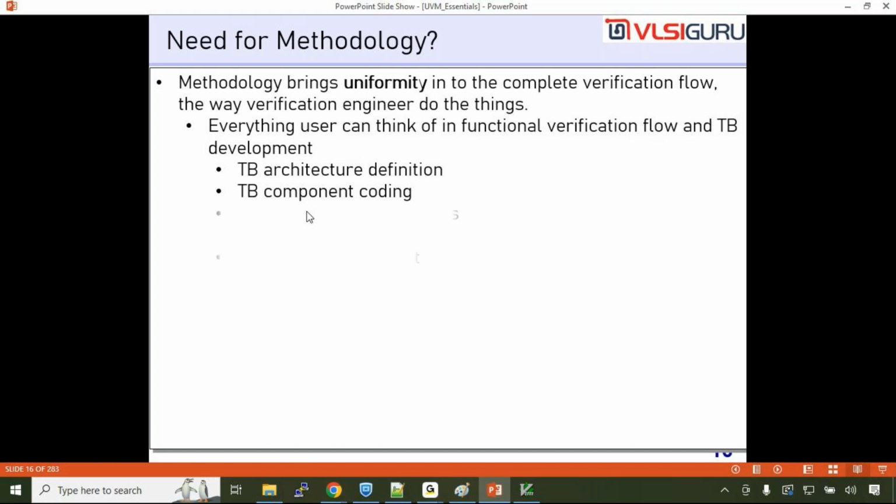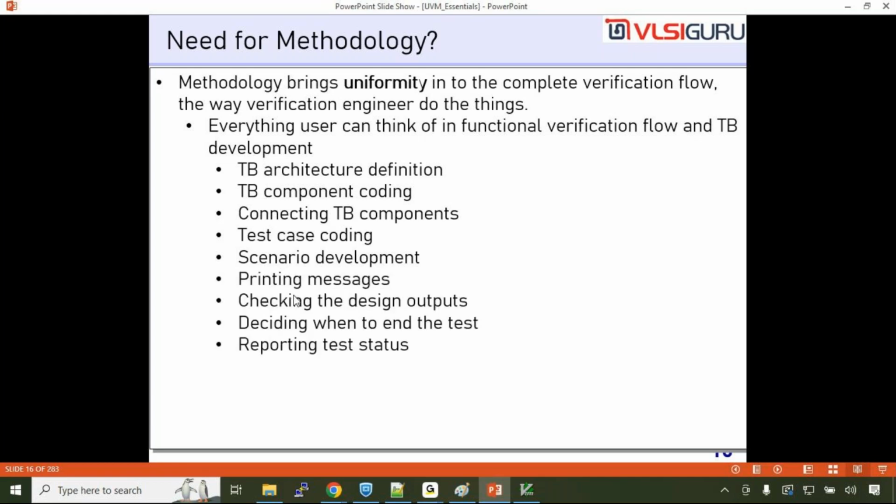Like test bench component coding, how to connect the test bench components, how to do the test case coding, how to develop scenarios, how to print the messages, how to check design output, how to decide when to end the test case. See, generally, how will you decide? You'll put some delay, then you call $finish. There are some guidelines you follow, right? When to finish the simulation, how to report test case status. All these guidelines are part of the methodology.